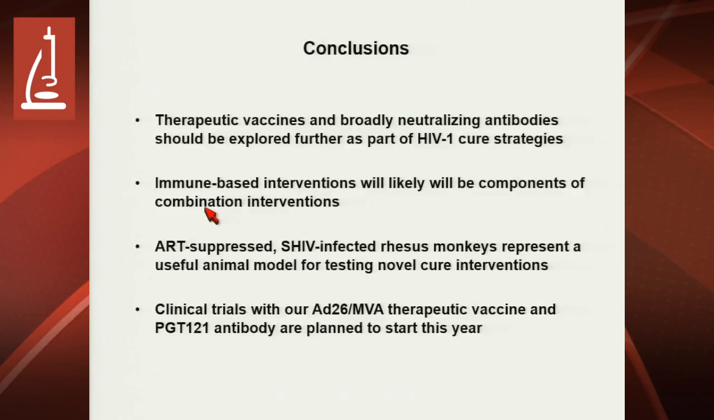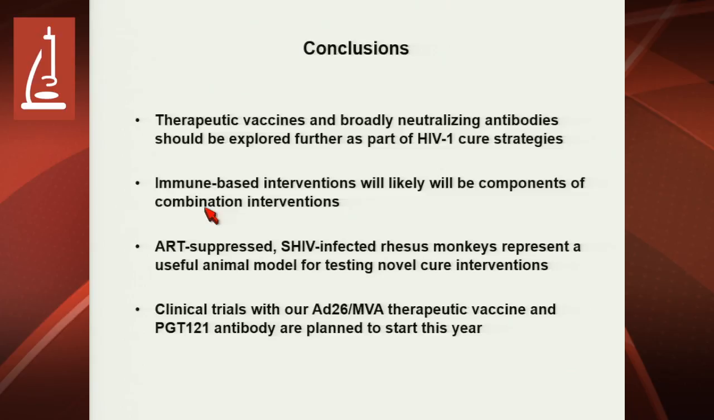So just a few thoughts to conclude. We would propose, at least, that therapeutic vaccines and broadly neutralizing antibodies should be explored further as components of HIV cure strategies. These immune-based interventions will likely not be sufficient in their own right, that's my opinion, and will likely be most effective when used as components of combination interventions together with either immunomodulators or potentially latency reactivation agents. We would also propose that ART-suppressed SIV-infected rhesus monkeys represent a potentially useful animal model for testing and maybe comparing novel cure interventions or concept testing that might be able to facilitate, galvanize and accelerate clinical trial efforts.